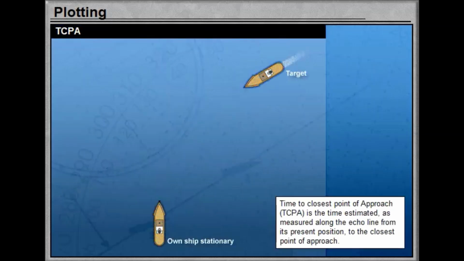Time to closest point of approach, TCPA, is the time estimated as measured along the echo line from its present position to the closest point of approach.